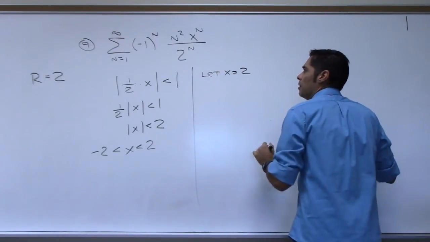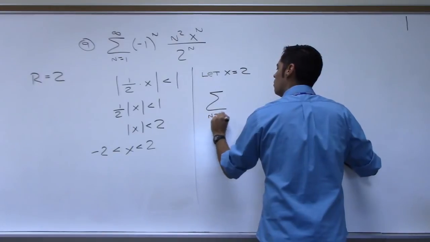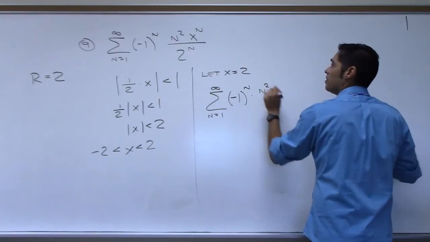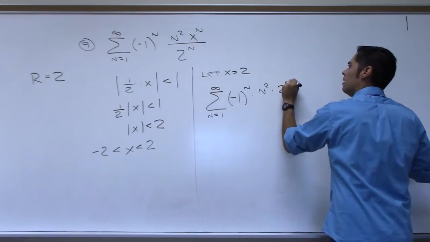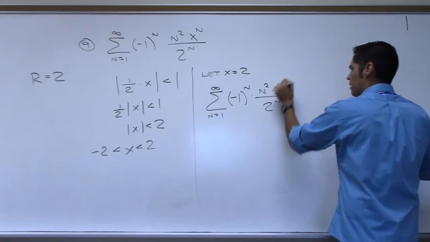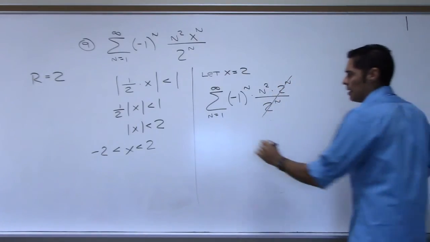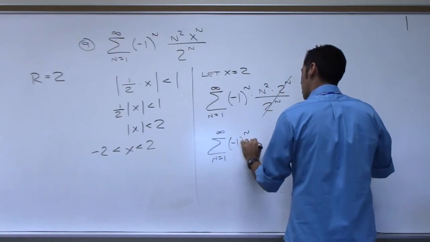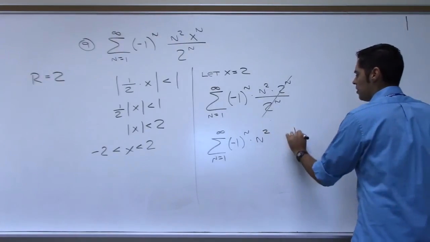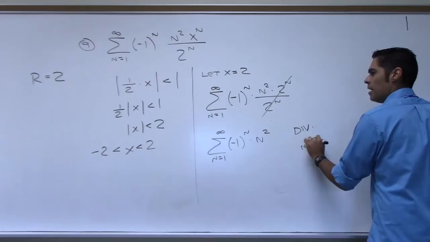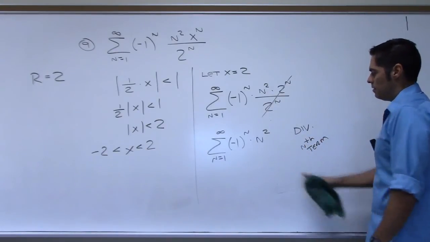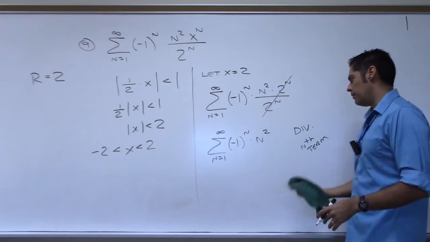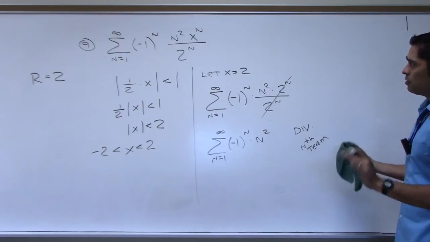And rewrite that with x being 2. Sum n equals 1 to infinity, negative 1 to the n times n squared times 2 to the n, over 2 to the n. This cancels out, and so I get sum n equals 1 to infinity of negative 1 to the n times n squared. This diverges by the nth term test. As n goes to infinity, that goes to infinity, and that's not going to 0, and it's flipping back and forth, so it's divergent, so I will not include 2.